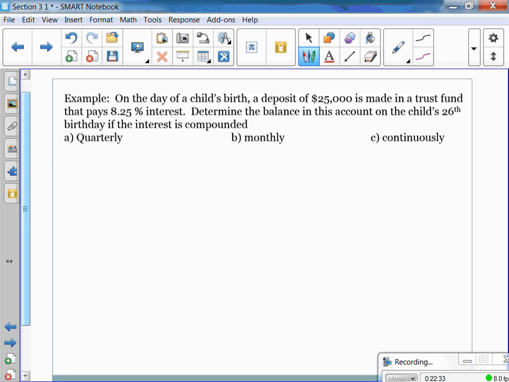What is the 8.25? That's my interest rate, but we don't use the 8.25%. We use what? Absolutely, the decimal form, so I'll move 2 decimals over. And the 26, that's my time, 26 years later. Started when the child was born, at 0, and we want to find out 26 years later. So, in this particular example here, A for quarterly, what is my n?